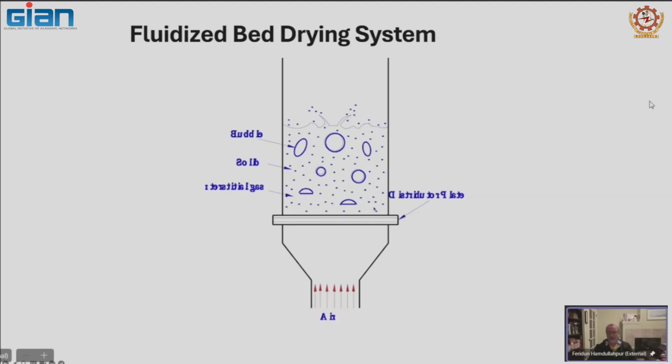Over and above the amount required for minimum fluidization will start going through the bed in the form of bubbles. So here you have the particles you want to dry, you have the incipient air going through it, and then you also have bubbles going through it. Some of these bubbles may trap some of these particles, but mostly it will have the air inside. So this is a typical drying system.